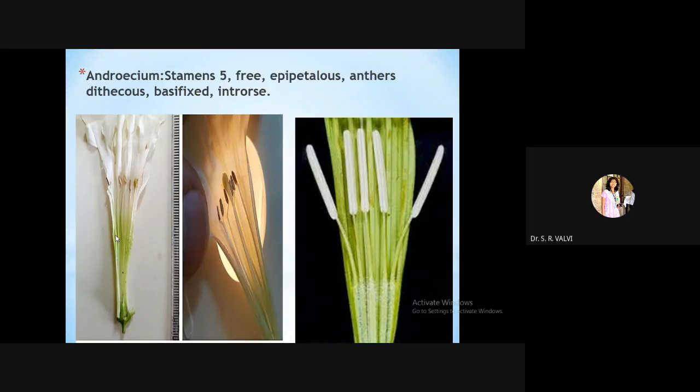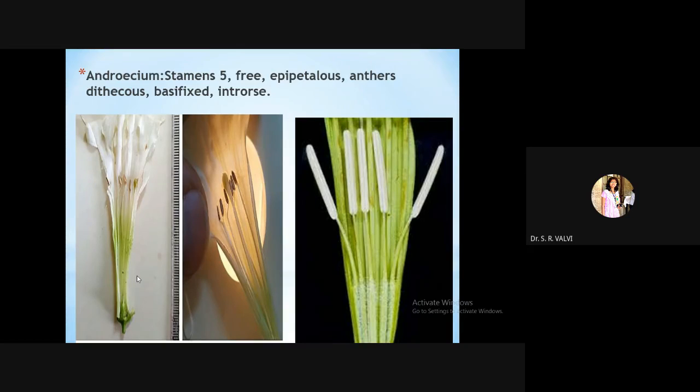Next character, the androecium. You have to explain over here how many stamens are present. Now, student, I will give you one trick. In case of the Solanaceae family, you have to remember 5 cube 2. So what is this 5 cube 2? Cube is nothing but calyx, corolla and androecium, so cube means these 3.